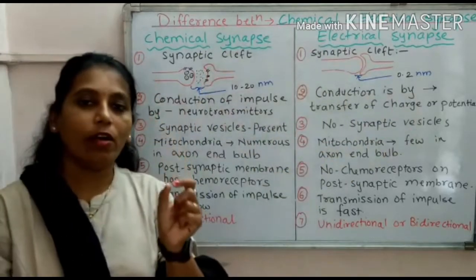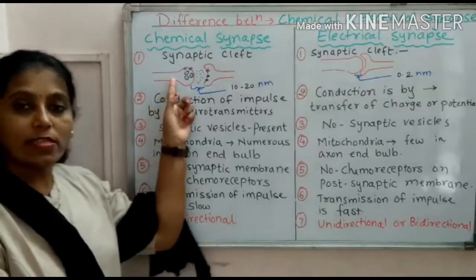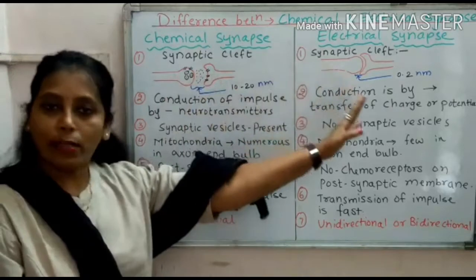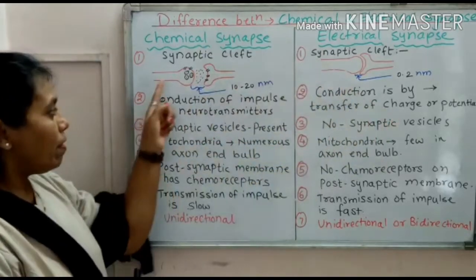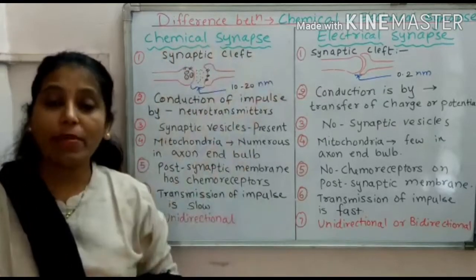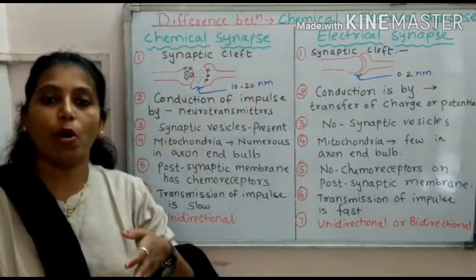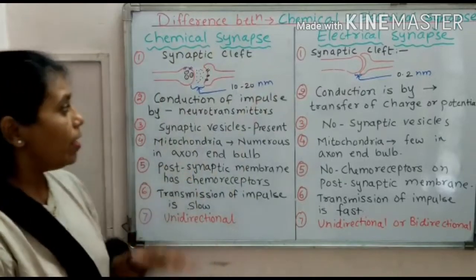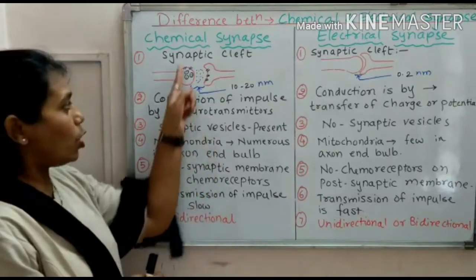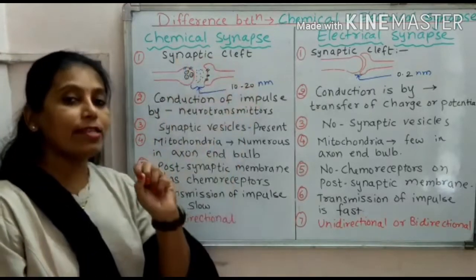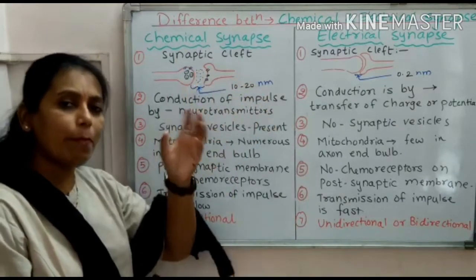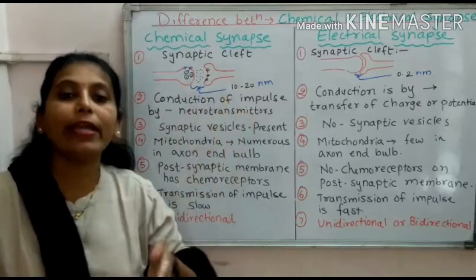Here I have drawn a very small diagram. This is presynaptic neuron. This is postsynaptic neuron. Here also I have drawn the same diagram. As the name itself indicates, chemical synapse means chemicals are present in the form of neurotransmitters. If you observe the gap which is present, it is called synaptic cleft. In case of chemical synapse, this synaptic cleft is approximately 10 to 20 nanometer.